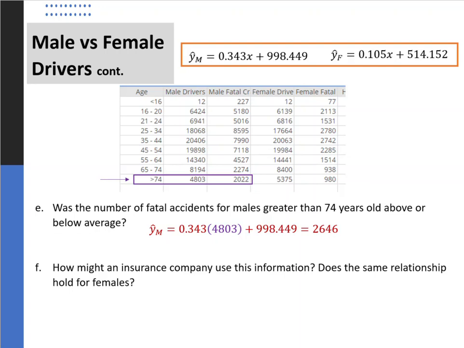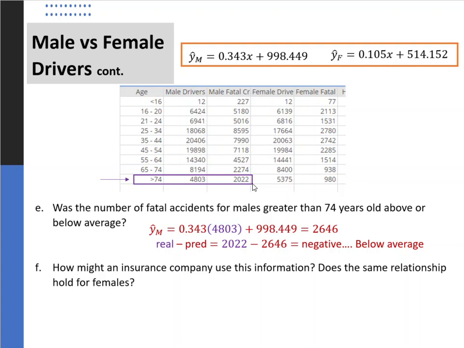Let's compare that to what's really happening. So real minus predicted. In actuality, there were 2,022 fatalities. We predicted, however, 2,600 fatalities. When I subtract that, I have a negative value. So we would say that the 2,022 fatalities for this age band is actually below the expected average.